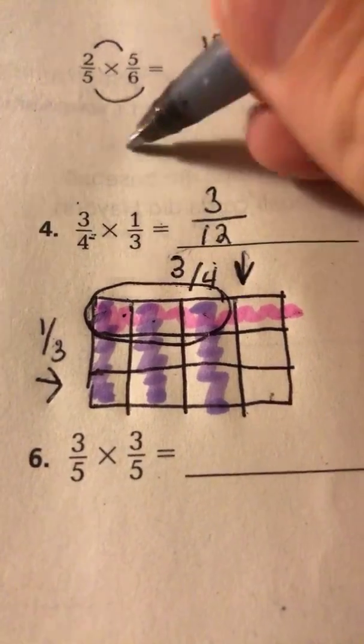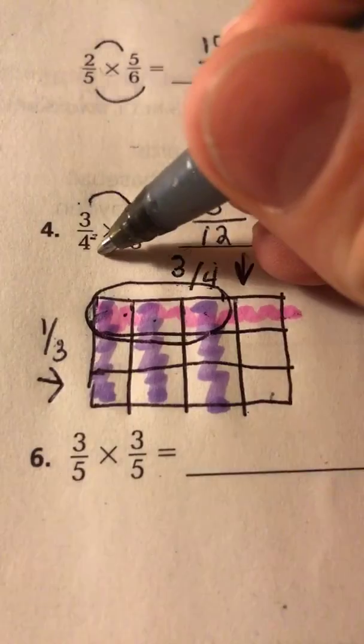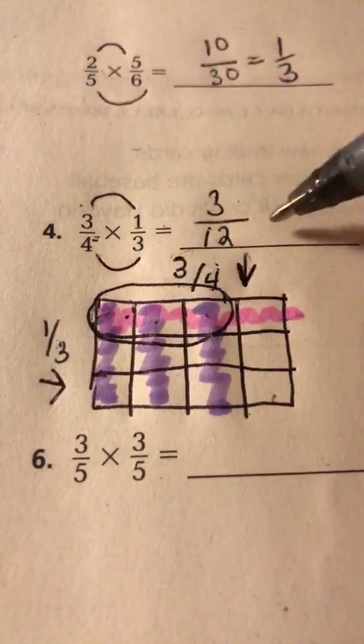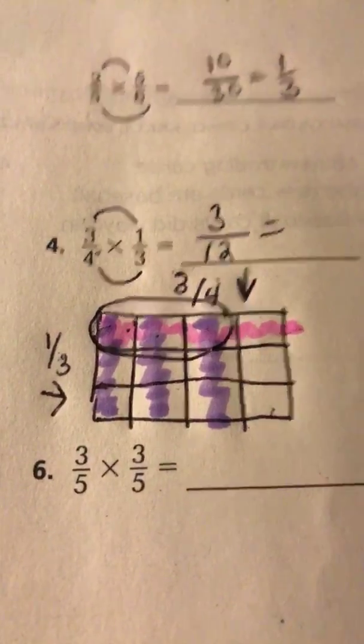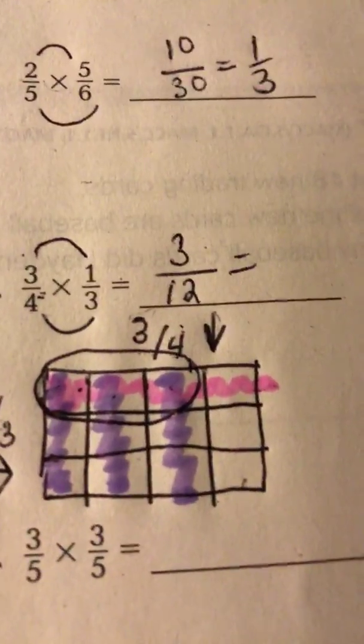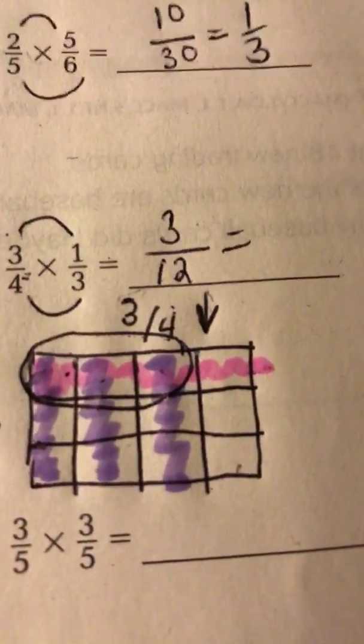And again, you can check your work. Numerator times your numerator. 3 times 1 is 3. Denominator times your denominator. 4 times 3 is 12. And then all you have to do is think, what is it that I know about 3/12? Well, I do know that they could both be multiplied by 2 and get 6/24, but that's actually not where I'm going with that.